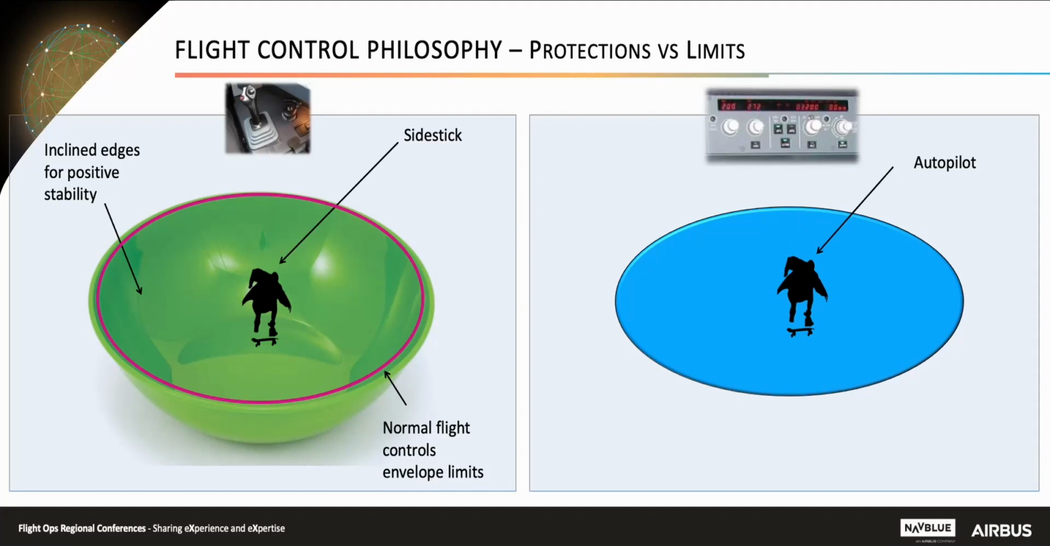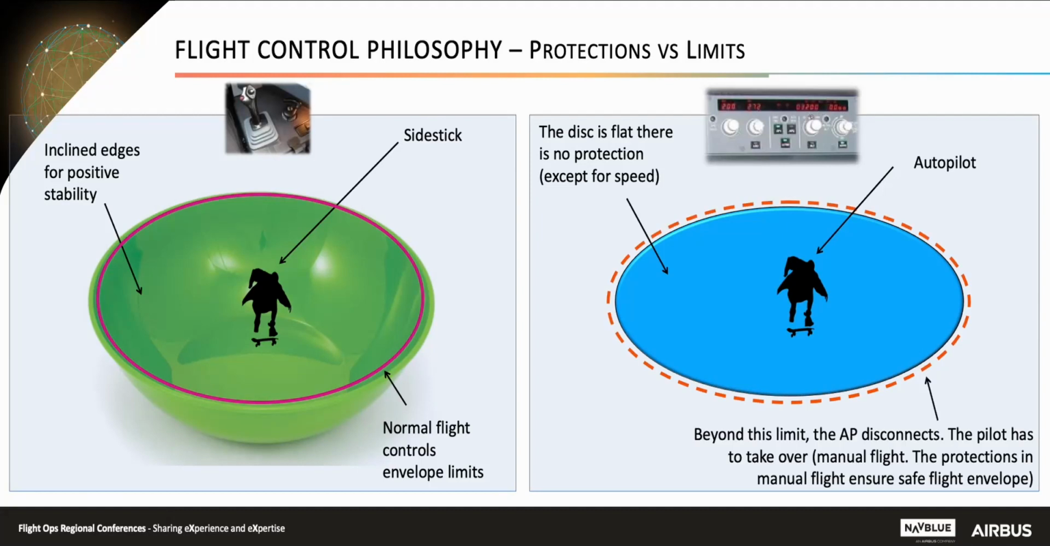On the right side, the skater represents the autopilot and the flat blue disc, the autopilot operating area. The disc is flat, and when reaching the limit, the red dotted circle, the autopilot will disconnect as per design. Beyond this limit, the pilot takes over manually and the safe envelope is ensured by the protection in manual flight. On Airbus 320, 330 and 340 families, the autopilot is not available when the protections are activated.